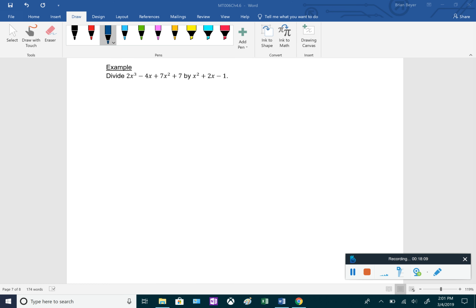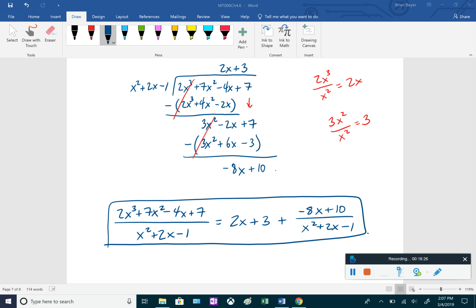Okay, so for this next one, dividing these two, what I'm going to do is pause the video and then I'm going to fill it in and kind of skip to the answer if you wanted to try it. And then I'll do one more for the last one. And I'll go through and just show you a quick little tip for that one. Okay, so when we divided this is what we end up getting. Written in the division algorithm, those two polynomials divided equals 2x plus 3 plus negative 8x plus 10 divided by x squared plus 2x minus 1.